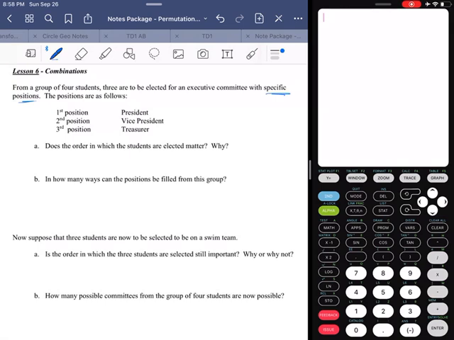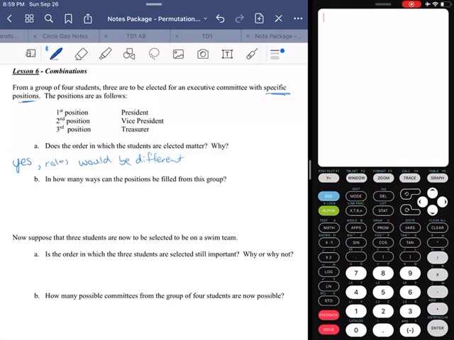Does the order in which the students are elected matter? Yeah, it does. Roles would be different. If I draw your name first and you're president, that's a big difference than if I drew your name third and you became treasurer. You have a different role. In how many ways can the positions be filled?